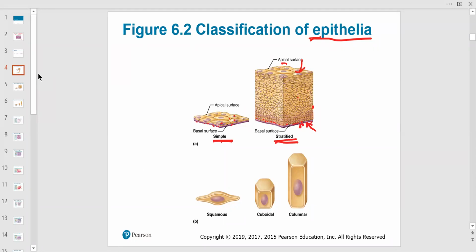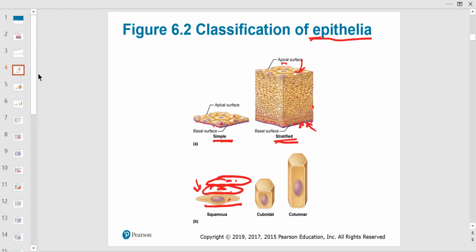Now here's the shapes. So squamous, probably my favorite. Simple squamous epithelium is probably my favorite epithelium because it's only one layer of cells if it's simple squamous. If it's multiple layers of squamous cells, then it would be stratified squamous. And you can clearly see that it's stratified. You can see only one layer of cells is attached to the basement membrane.